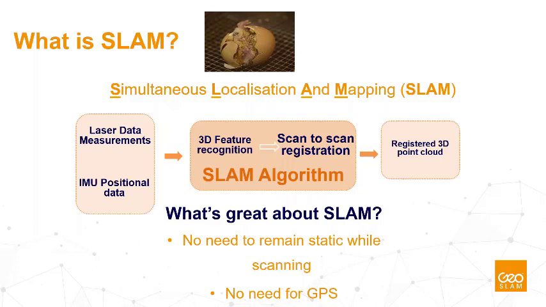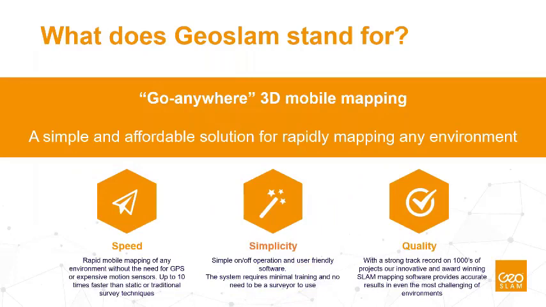What's great about SLAM technology is that there is no need to remain static while you do scanning. Actually, the more you move, the more dynamically you move the unit, usually the better the results. So that's a nice thing, and also there is no need for any additional positioning device like GPS. It works as a standalone system, and you can freely move all around.